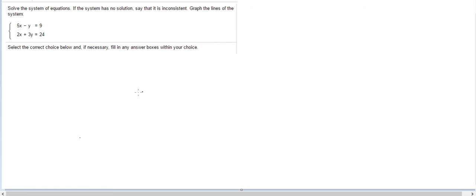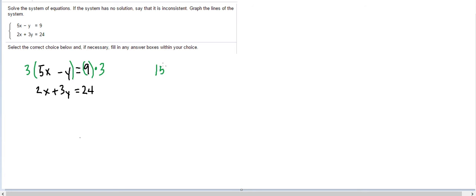So we start with this set of equations here, 5x minus y equals 9, and 2x plus 3y equals 24. What we want here is for one of these coefficients to cancel out. So if we multiply the first equation up here by 3, we'll see that we can make this happen. Because I have 3y here, and this is negative y. If I can make that negative 3y, they're equal and opposite.